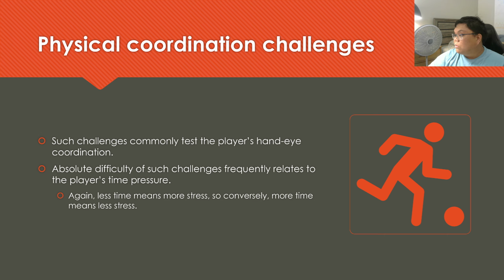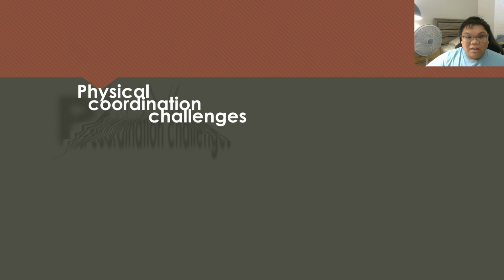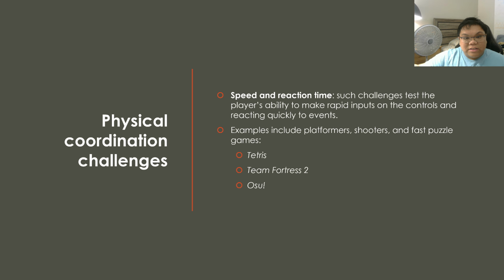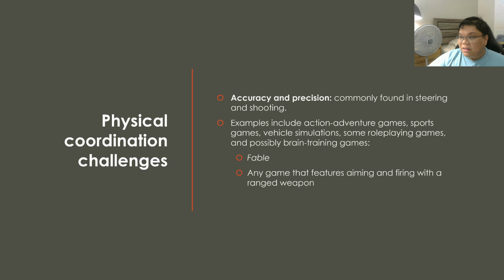So, you have physical coordination challenges, which commonly test players' hand-eye coordination. Absolute difficulty of such challenges frequently relates to the player's time pressure. Again, less time means more stress. So conversely, more time equals less stress. Challenges include speed and reaction time. Think of first-person shooters and fast-paced puzzle games like Tetris, Team Fortress 2, Osu.